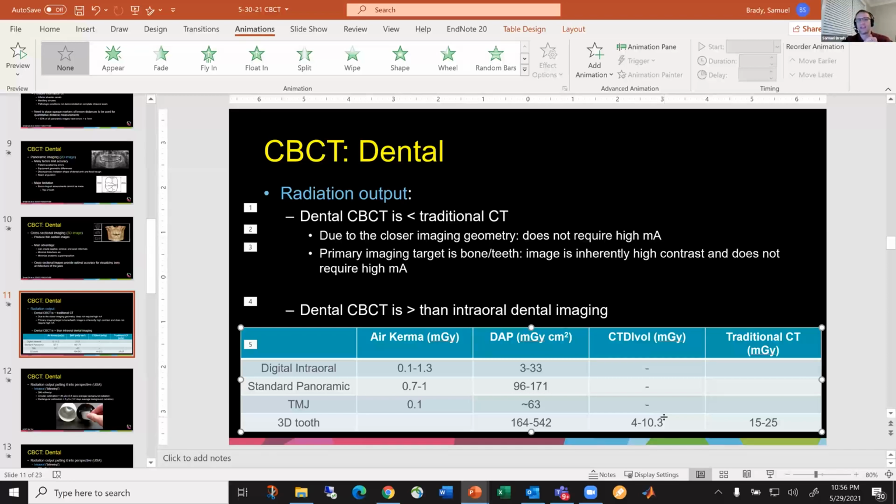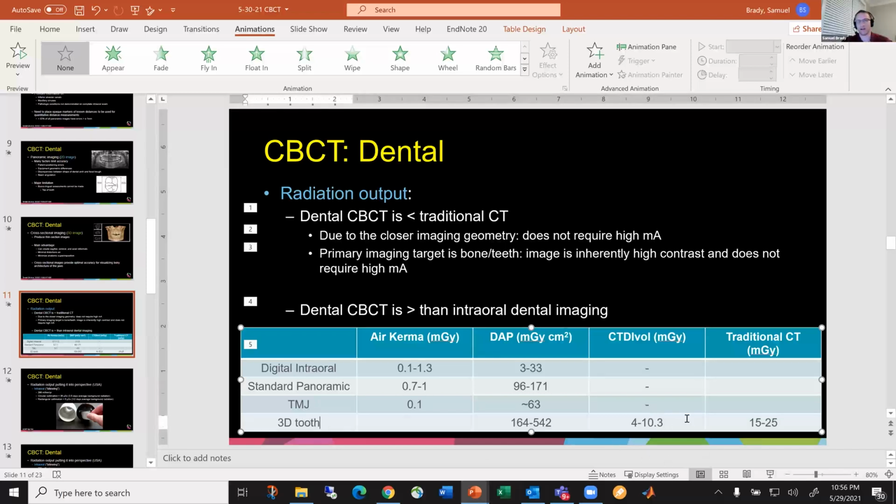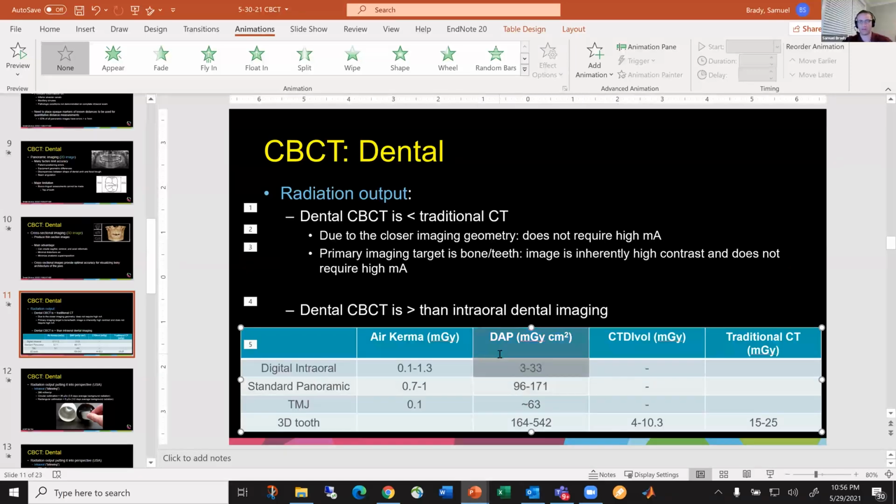Mm-hmm. So it's probably the best way. If you're going to compare CBCT, use this CTDI vol. That said, there is no volume CTDI calculation for panoramic images. So the only way to compare those are DAPs, but you're only comparing a panoramic to, for example, an intraoral.